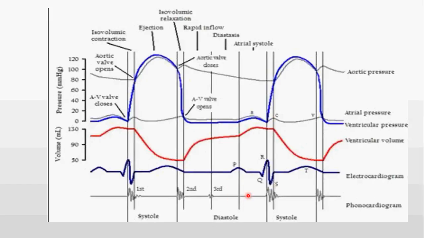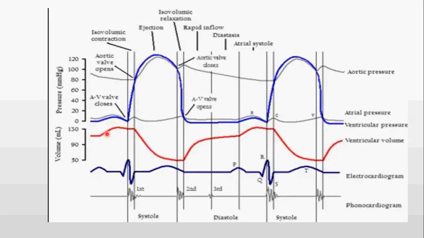Now let's look at the second line from the bottom up. We have the electrocardiogram. So with the EKG, we know that we have a P wave, also known as atrial depolarization. We have the QRS complex, known for ventricular depolarization. Then we have the T wave, which is ventricular repolarization.